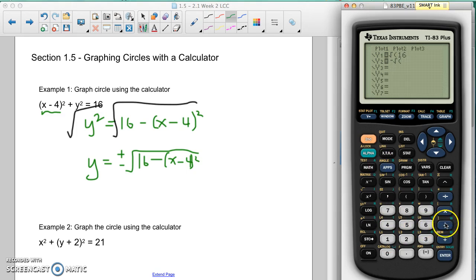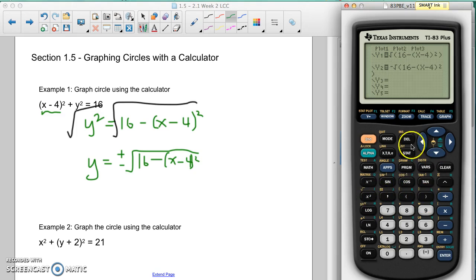So I got 16 minus parentheses x minus 4 parentheses squared, and then we're going to have one more parentheses to end off that square root. All right, and then we're going to type exactly the same thing in the second equation, and we'll get 16 minus x minus 4 squared.